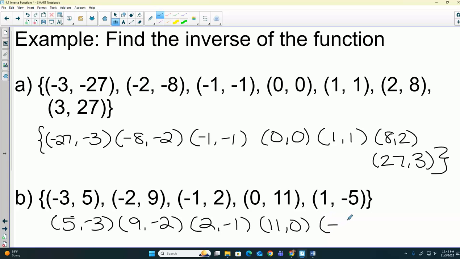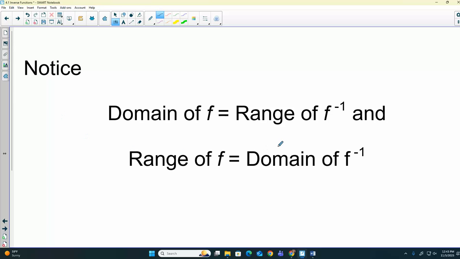Okay, so if we have ordered pairs, it's easy to find the inverse. We just flip x and y. If you look at this, the domain of the original one becomes what in the inverse? The range, because the x's become the y's and vice versa. So the domain of the function is equal to the range of your inverse. The range of the function is equal to the domain of an inverse.